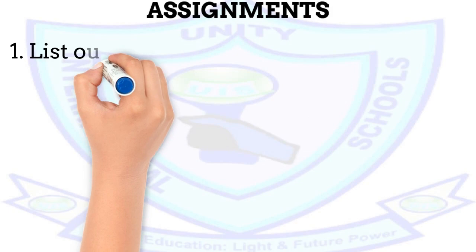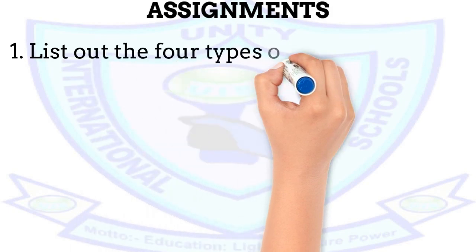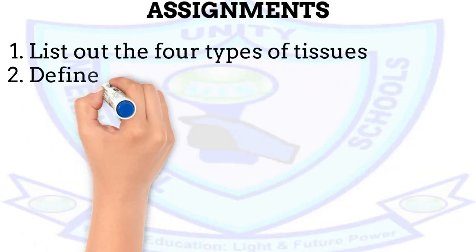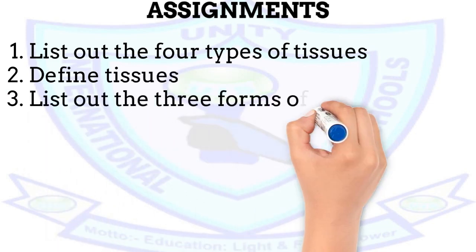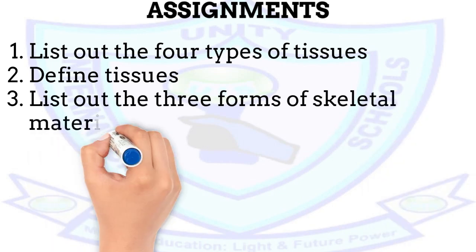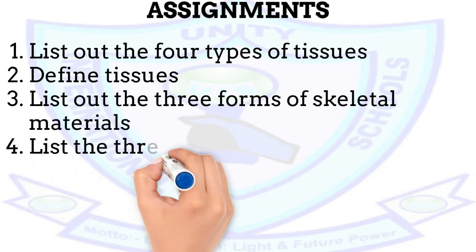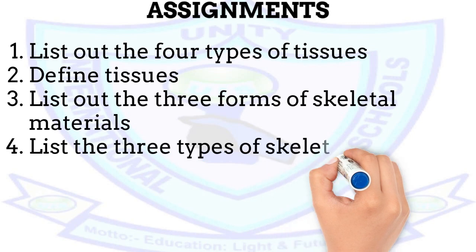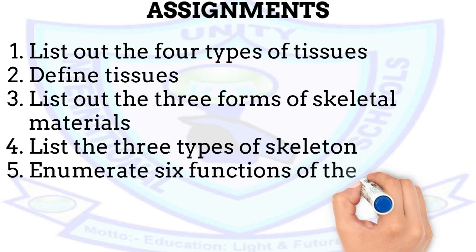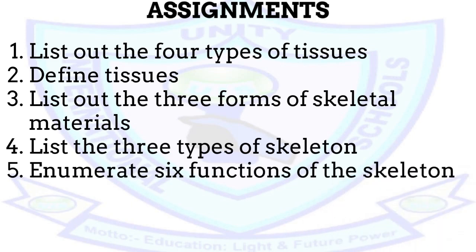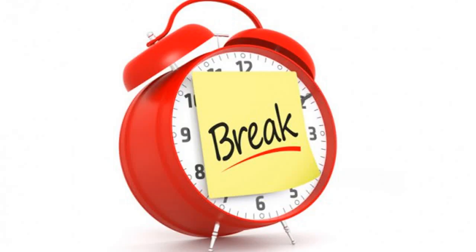Assignments. 1. List out the 4 types of tissues. 2. Define tissues. 3. List out the 3 forms of skeletal materials. 4. List the 3 types of skeleton. 5. Enumerate 6 functions of the skeleton. Take a break and try to answer the questions given before continuing with the video.